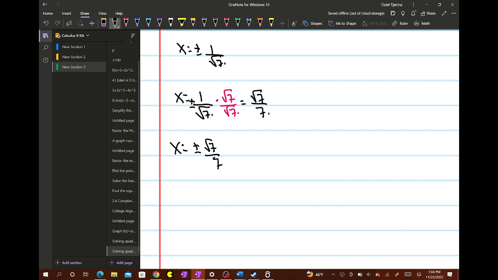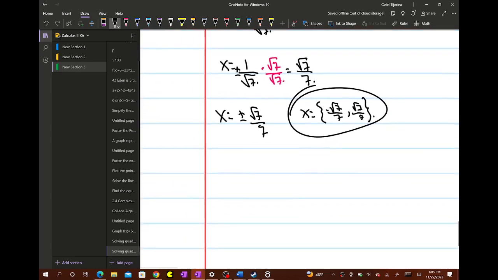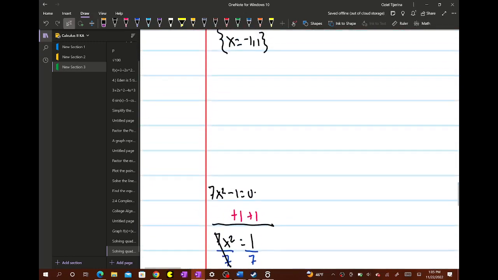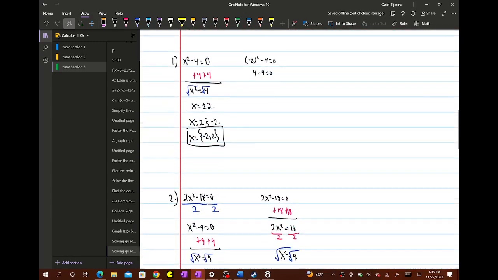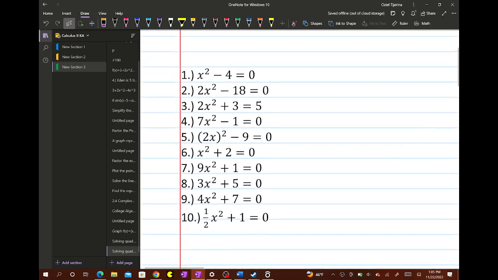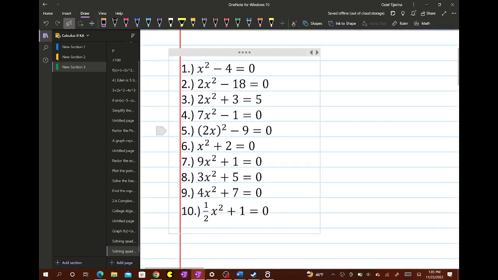And again, if it's multiple choice, they would say x equals negative square root of 7 over 7, comma, square root of 7 over 7. So as long as you see the right answer, you're good. They just might write it in a different form, but it'll still be the same answer.